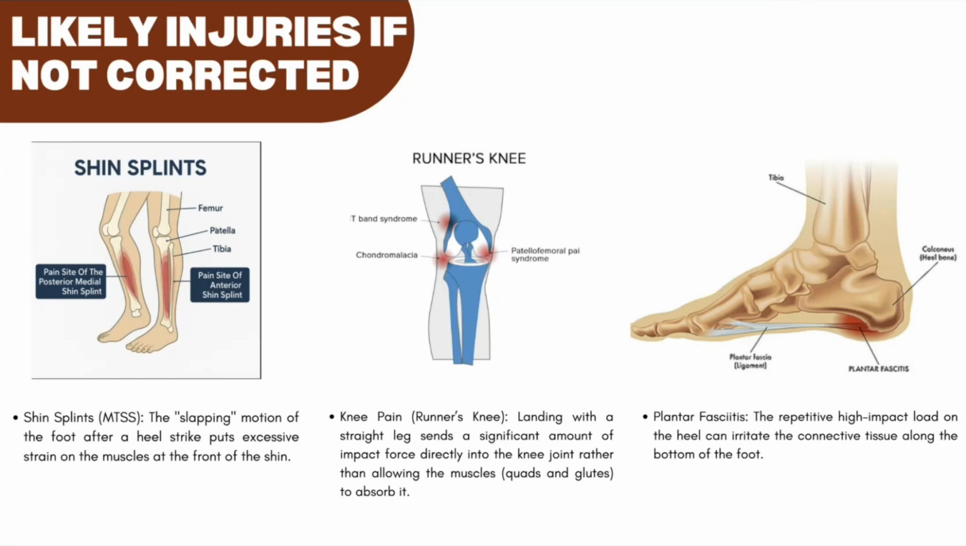So the shin splint and plantar fasciitis, Yichun has already gone through, so I'll just briefly go through. So I'll be talking about the runner's knee, which is actually knee pain, which is caused by landing with a straight leg sends a significant amount of impact force directly into the knee joint rather than allowing the muscles, which is the quads and glutes, to actually absorb it.